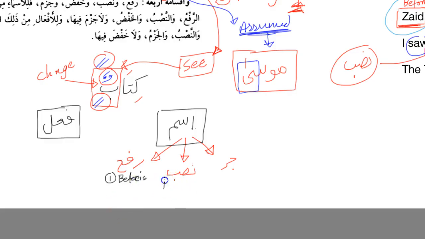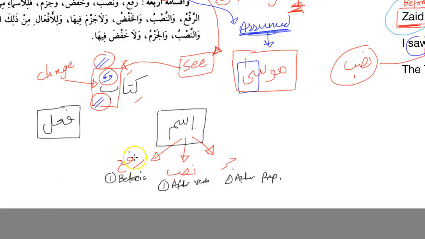Nasab, number one, any word that appears after a verb. And jar, number one, any word that appears after a preposition, which is the more technical word. So slowly you can build your list. And slowly, as we go through the book and cover, inshallah, more and more of Ajurrumiyya, we're going to be adding more to this list.